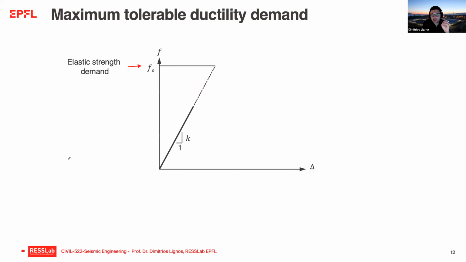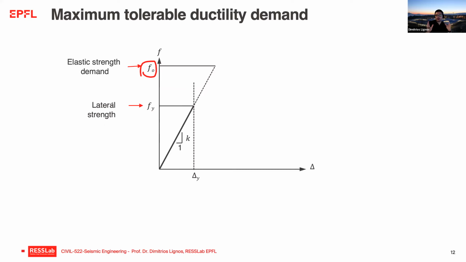Now, the problem is that so far in what we discussed, we assume that the members are going to remain elastic, and we're not going to anticipate any inelastic behavior. So basically, we assume that members and the structure in general have been designed to satisfy the elastic strength demand F0. However, as we discussed previously, generally structures have a finite strength, and usually we know what it is.